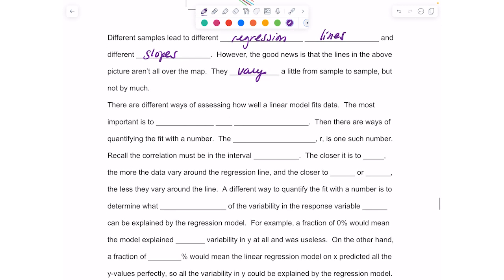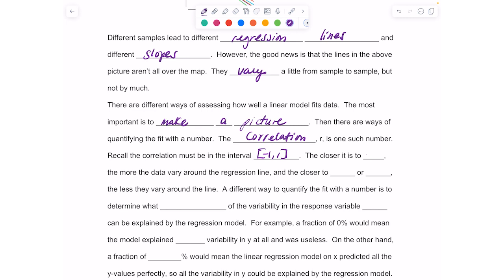There's different ways of assessing how well a linear model fits the data. The most important is to make a picture. Okay, and we know that graphical displays are important, especially choosing the correct one. Then there are ways of quantifying the fit with a number. Okay, and that number is the correlation, which we talked about in chapter 6. It's the letter R, and that's one such number. Okay, recall that correlation must be in the interval from -1 to 1. Correlation will never be less than -1 or more than 1.